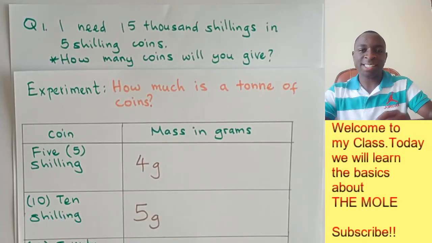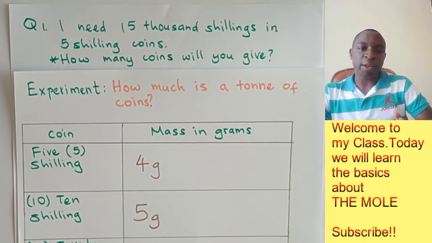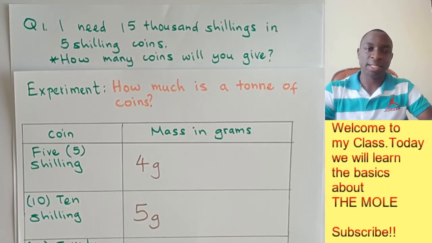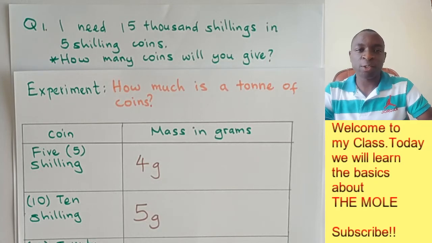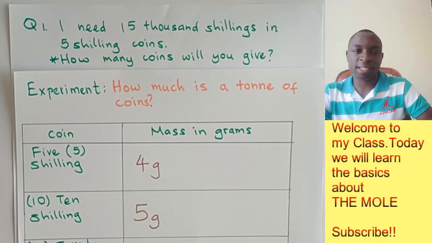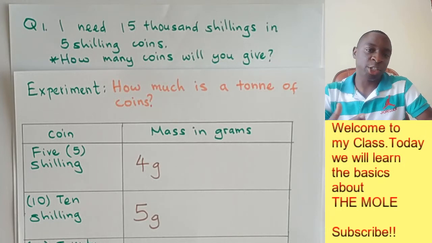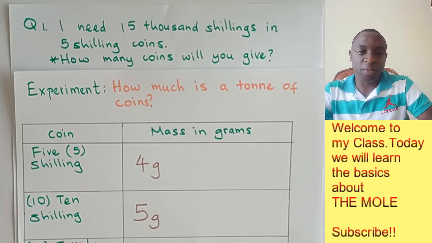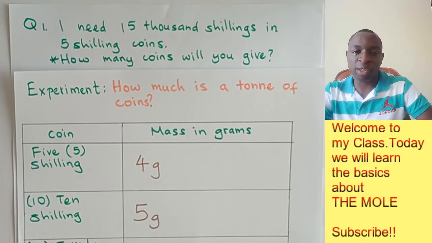All right, let's get to the first question. Imagine you are a bank teller and this supermarket representative has come and said he needs 15,000 shillings in 5 shilling coins because they use it to give change and balance for the customers. So how many coins will you give them?